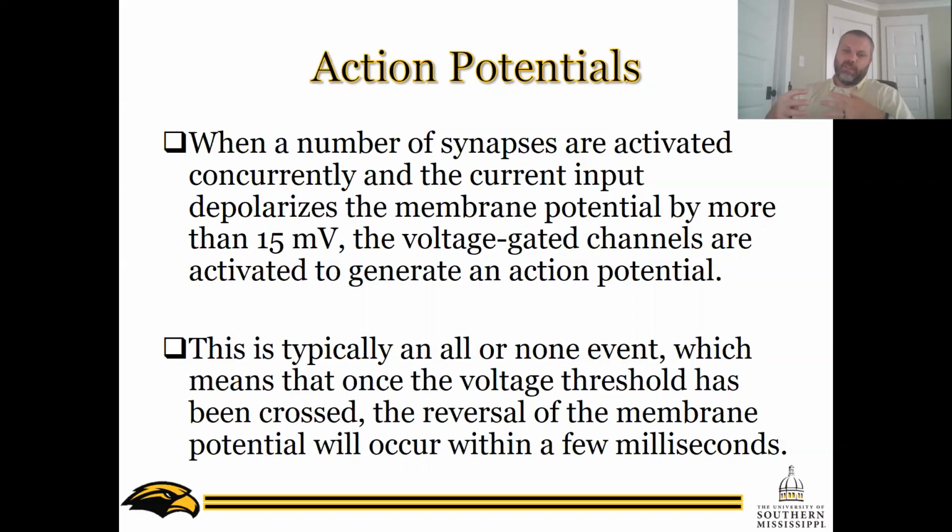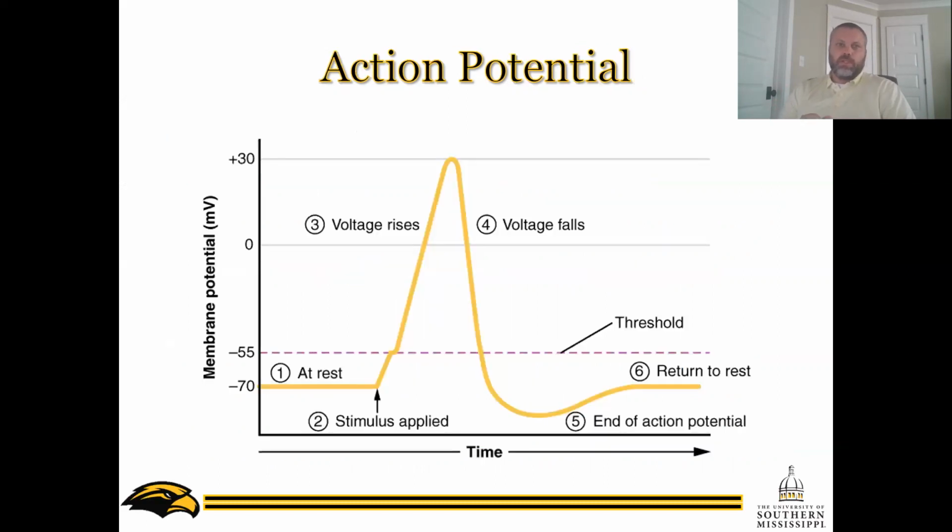So you have to have this change in potential to trigger this system or these steps. This is typically an all or none event, which means that if that voltage threshold has been crossed, then the action potential is going to occur and we see those steps occur. If you have a signal but that input into the nerve isn't strong enough, we don't trigger the action potential. So this is what your typical action potential would look like.